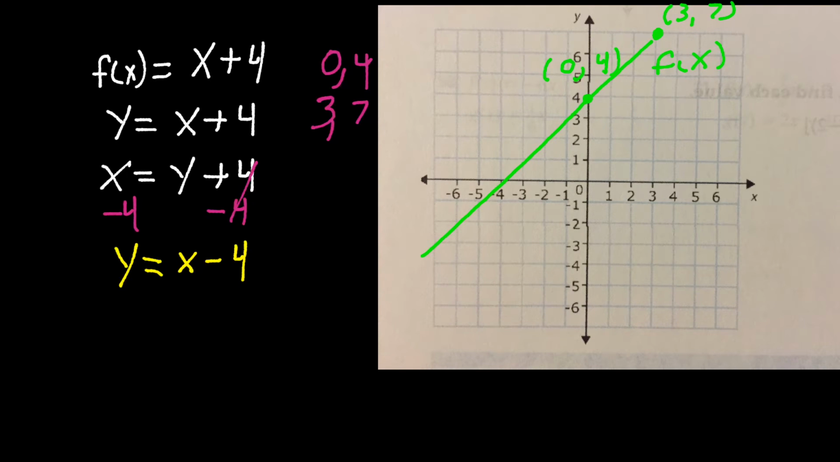Okay, now I can graph this one. It's going to work out just similar to this, except instead of adding 4 to my x values, I'm going to take away 4. So if I did x equals 0, y is going to be 0 minus 4, which is negative 4. And that's going to be down here.